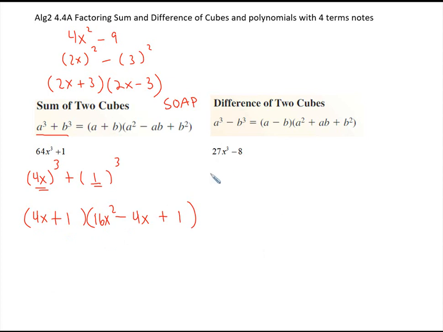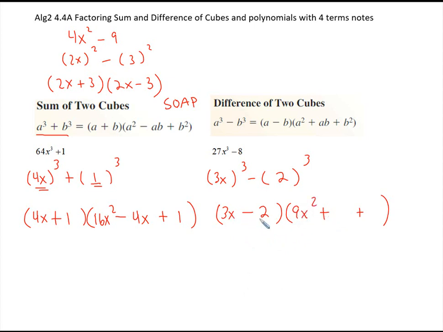Let me do this one here so I can make this problem fit this format. 27x to the third is 3x to the third. 8 is 2 to the third. So if I factor this, I'm going to have two factors. One's a binomial, one's a trinomial. So the signs, we have the same, opposite, always positive. So the 3x and 2 go in the binomial spot. To get this first part of our answer for the trinomial, we square the 3x, so that's 9x squared.